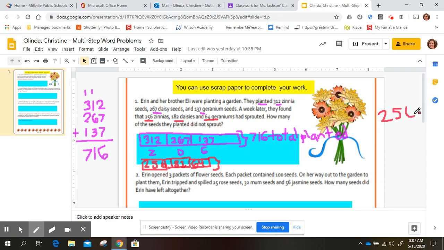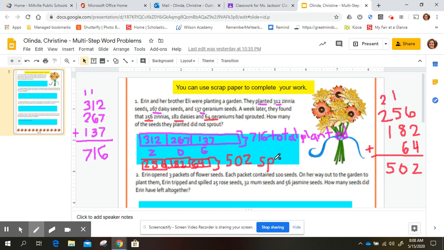256, make sure you line these up correctly, plus 182. And then 64, make sure the 6 goes in the tens place and the 4 goes in the ones place. Nothing would go here. Plus sign out of the problem. 6 plus 4 is 10, plus 2 is 12. 6 plus 5 is 11, plus 1 is 12, plus 8 is 20. And then 2 plus 2 plus 1 is 5. So even though they planted 716 seeds, only 502 sprouted.